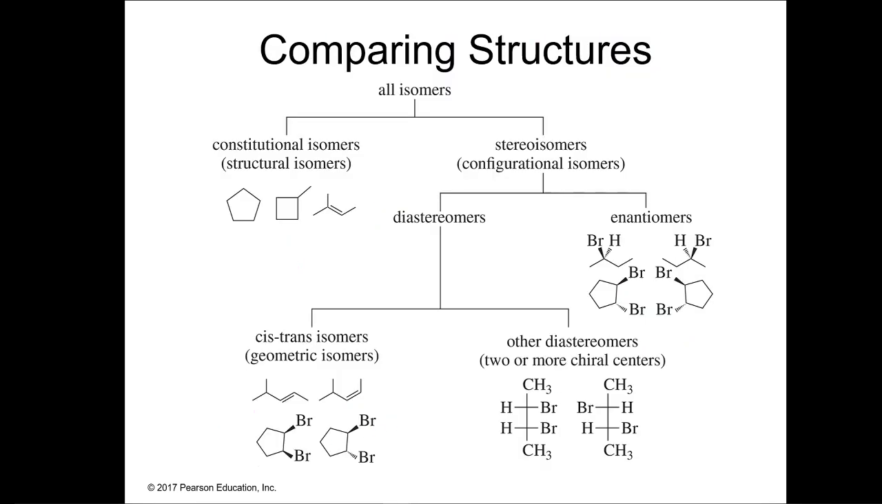So here's your flow chart of isomers. You have constitutional isomers, which are the structural ones, and stereoisomers, which differ in arrangement in space. Among stereoisomers, you have enantiomers, which are the non-superimposable mirror images, and diastereomers, which are not mirror images. Diastereomers include cis-trans or geometric isomers, which cover double bonds and rings, and diastereomers formed from 2 or more chiral centers.